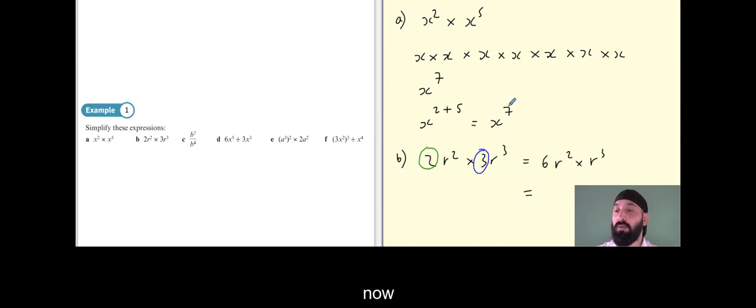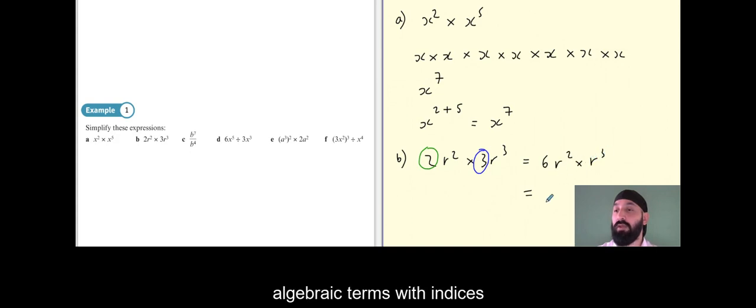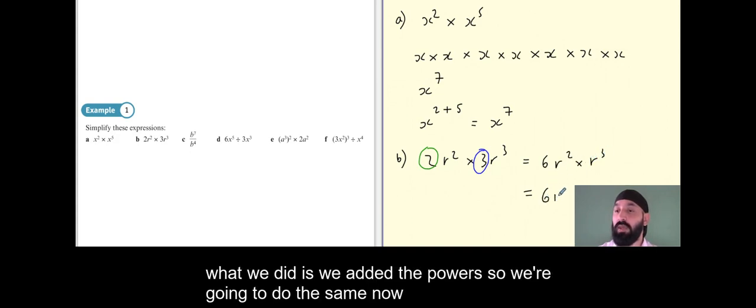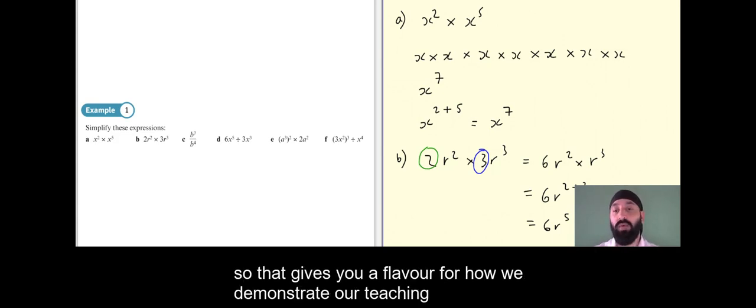Now, thinking back to the previous example, when we were multiplying algebraic terms with indices, what we did is we added the powers, so we're going to do the same now. 2 plus 3, and so we get 6r to the power of 5. So that gives you a flavor for how we demonstrate our teaching.